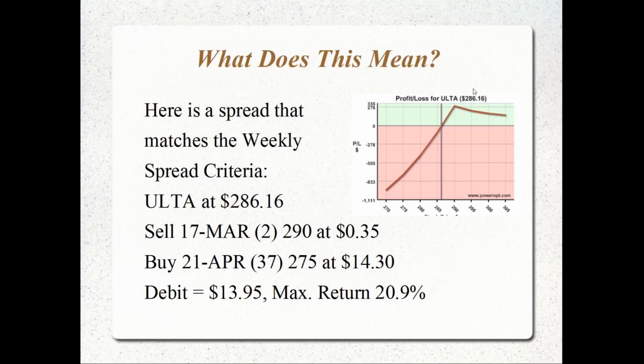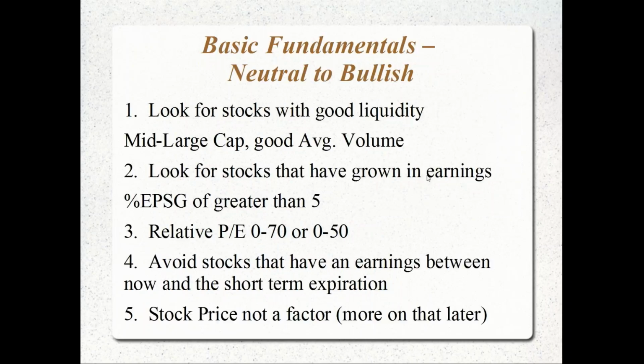Real quick, let's review. What did I just go through? I know it was a lot of terms I threw at you. But when looking for a diagonal spread using weeklies, what did we want to see? Well, again, I want to see stocks that are mid to large cap that don't show a lot of fluctuation and a lot of historical stock volatility. Yes, that might lead to a higher implied volatility and a higher return. I want stocks that have shown good growth, have a relative PE, and I want to avoid stocks that have an earnings between now and expiration.